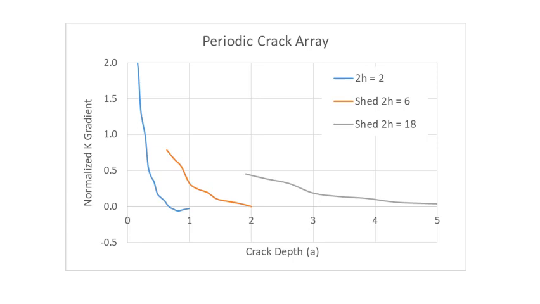So at our initial cracking, the normalized K gradient drops to 0. It initiates shedding, shown by the orange. As the one-third of those cracks continue to grow to a depth of 2 millimeters, you get a second sequence of shedding, and that's shown by the gray.